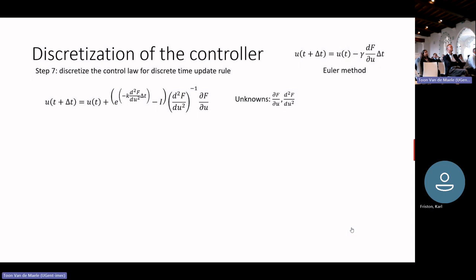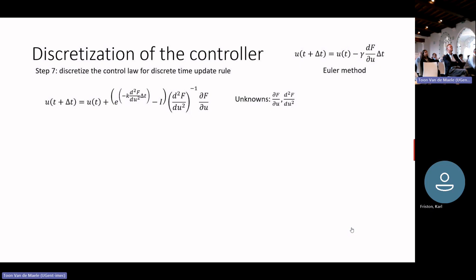All you need is two unknowns. It looks a little bulky. All you need is two gradients of free energy, and you might reach somewhere close to an exact discretization. I'm not claiming that this is an exact discretization, but it's much better than Euler.